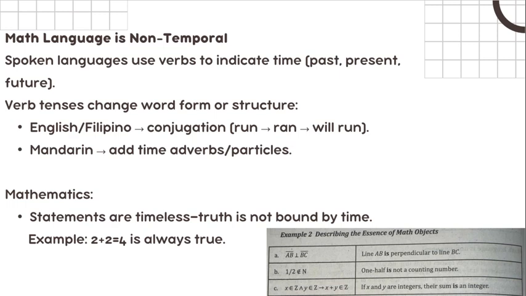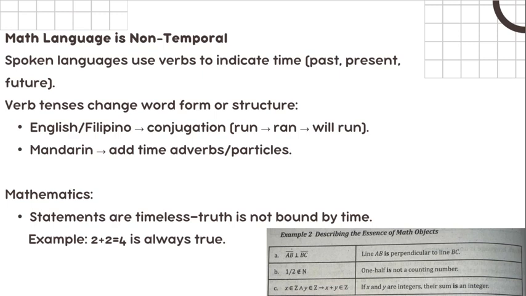That's how it is in English, right? The spelling and the pronunciation are different, because we follow the time. Some languages, like English and Filipino, conjugate verbs to reflect the tenses of the verb. Others, like Mandarin, modify the tense of a verb by appending a time adverb or sentence particle.